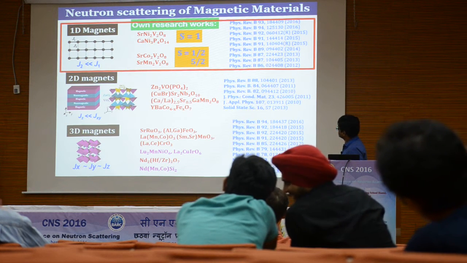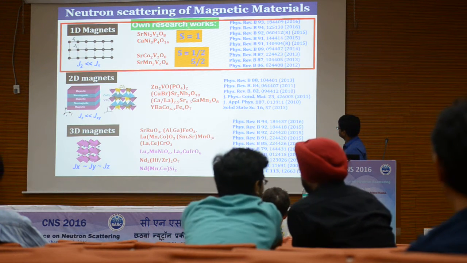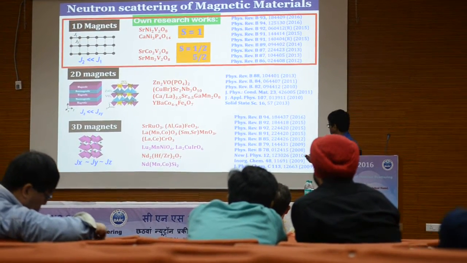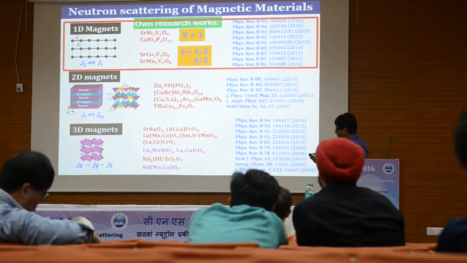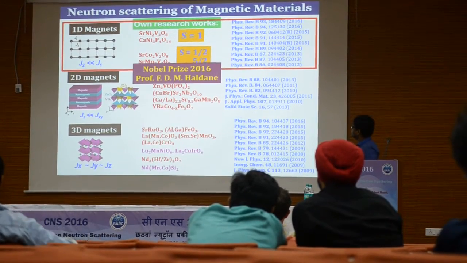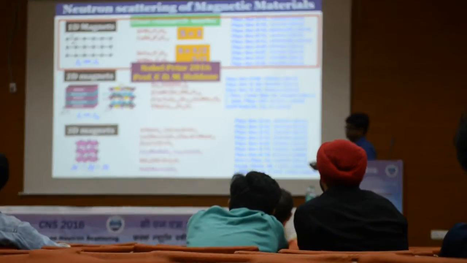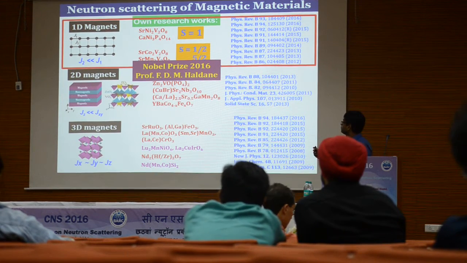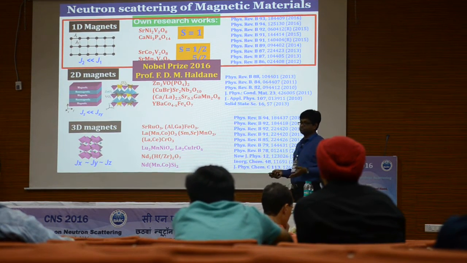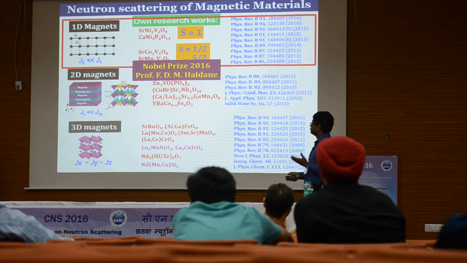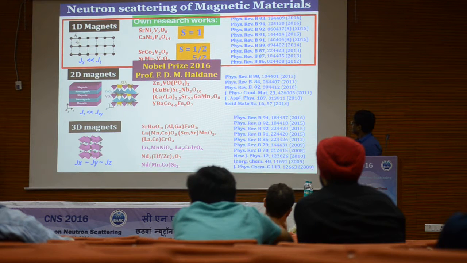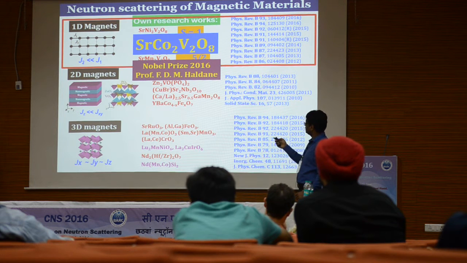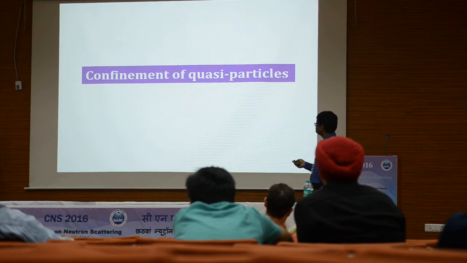Here I have listed 4 compounds, they have different spins: spin 1 for these 2, and spin 1/2 and spin 5/2 for these 2. The interesting thing is that the magnetic properties of half-integer spin and integer spin are completely different. This was first defined by Professor Haldane, who received the Nobel Prize this year for his pioneering work. I will show the confinement of quasi-particles in this compound based on cobalt.